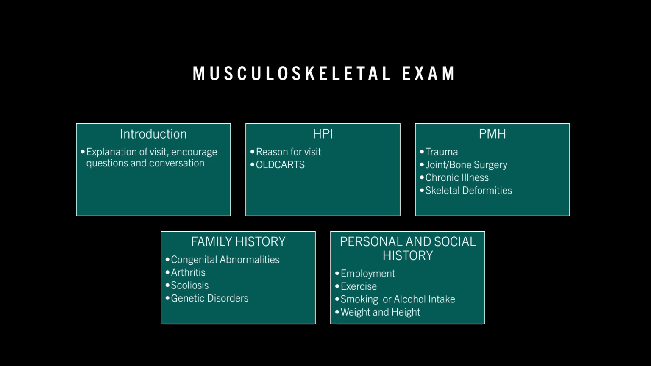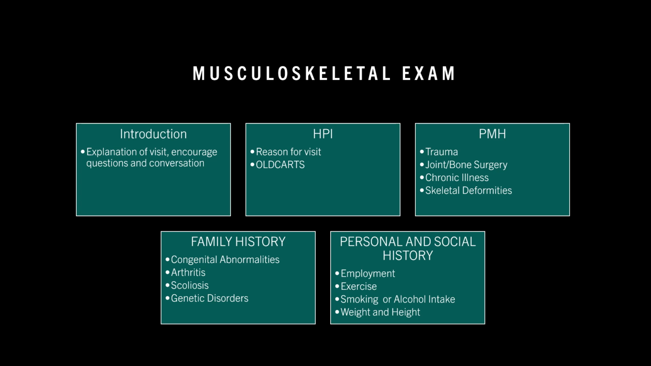Past medical history can include previous nerve, bone, or joint trauma or injury, joint or bone surgery, such as amputation or arthroscopy, chronic illnesses such as cancer, arthritis, osteoporosis, renal or neurological disorders, skeletal deformities. A family history can include any abnormalities such as hip or foot or back problems, any scoliosis, noting if they have arthritis such as rheumatoid arthritis or osteoarthritis, gout, rickets, any history of hypercalcemia or hypophosphatemia, any personal or social history.